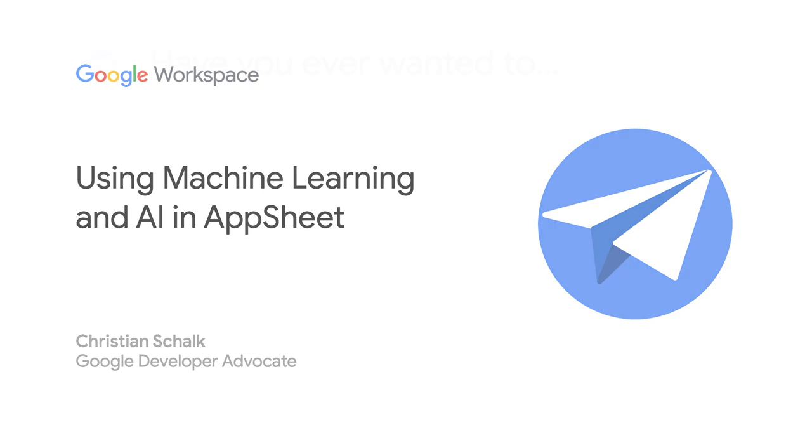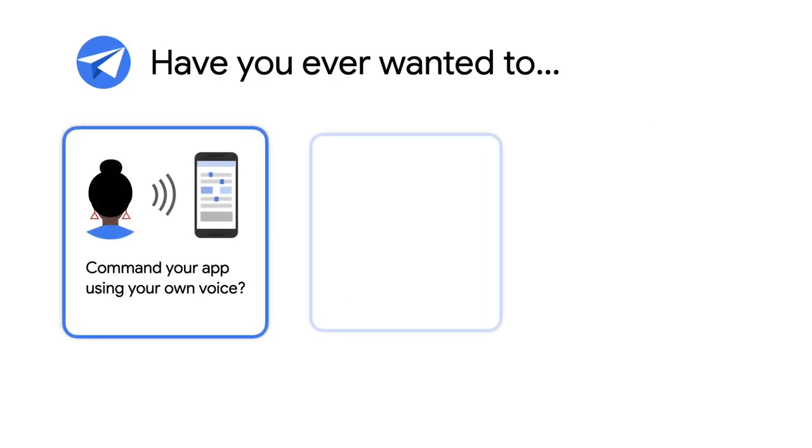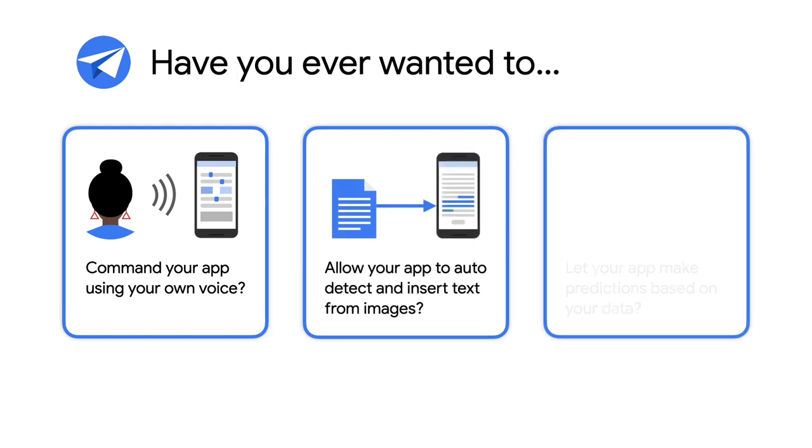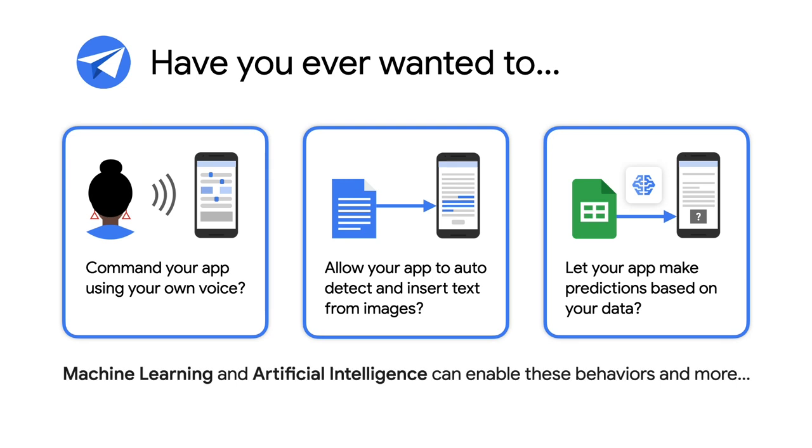In this episode, we'll show how to use machine learning and AI in AppSheet. Have you ever wanted to command your app using your own voice? Or allow your app to auto-detect and insert text from images? Or let your app make predictions based on your own data? It turns out that machine learning and AI can enable all these behaviors and more.